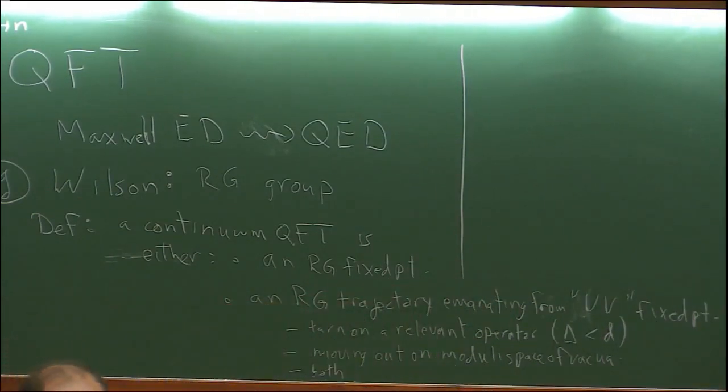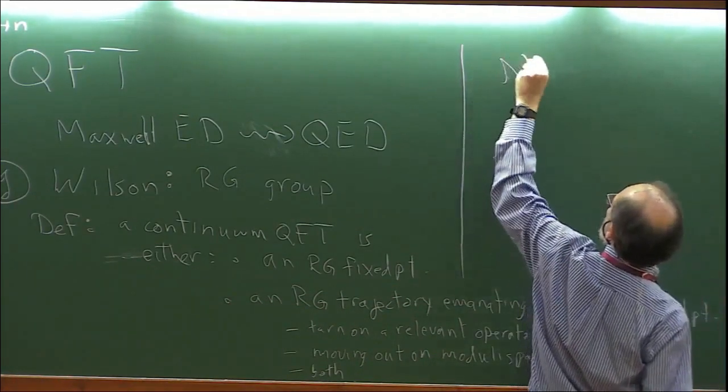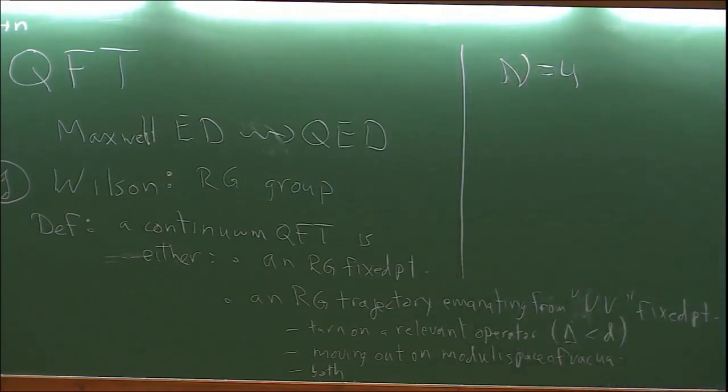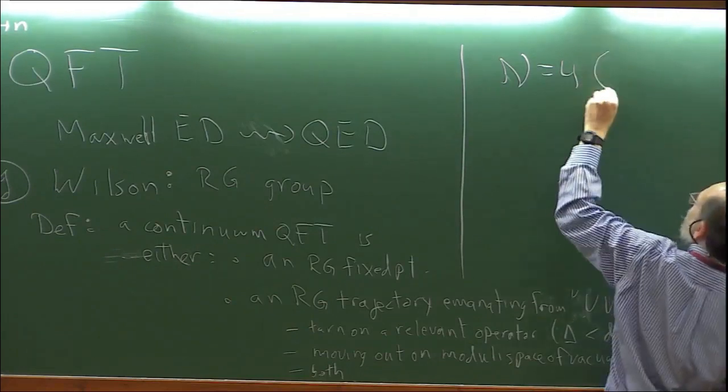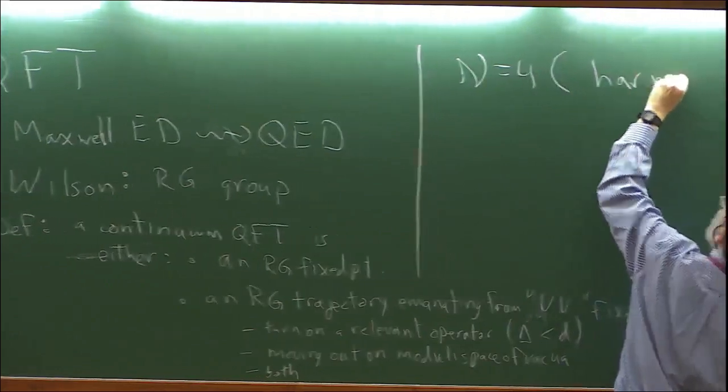supersymmetry will be tremendously helpful. The more supersymmetry, the more constrained these RG flows are, the structure of the theory is much more rigid, and you might think that we should start with the maximal amount of supersymmetry in 4 dimensions, namely n equals 4. That will be the subject of many lectures next week. It is, in some sense, the simplest of all quantum field theories. It's been called the harmonic oscillator.